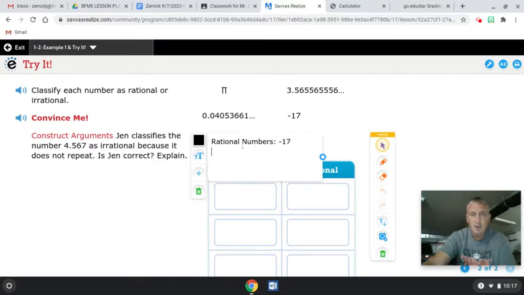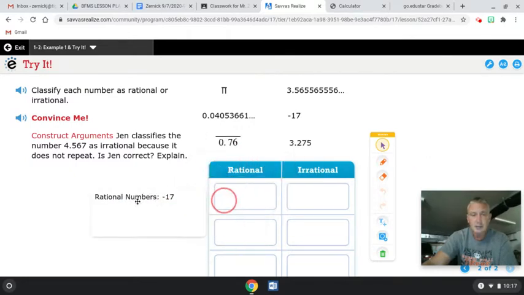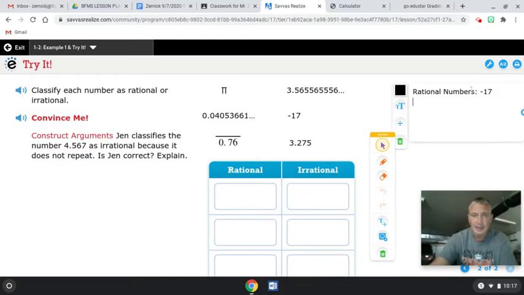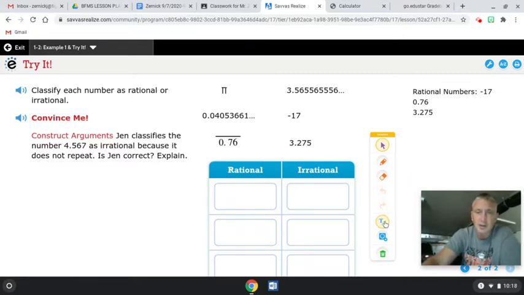So you're going to have to make a box for rational numbers, a box for irrational numbers. I also know that negative 0.76 repeating is rational, and 3.275 is rational because it is terminating, it stops. Since I can't drag them in there, I'm just going to create that. Click out of it, and then you have your box here. Create another box for irrational numbers. In order to type pi, you can't really type that symbol, so just write pi, P-I.